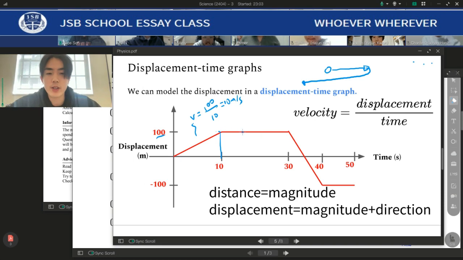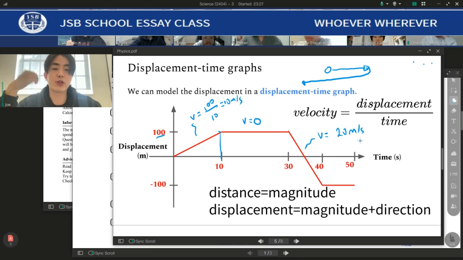Right. From here to here, we know it's stopped, okay? This is flat, so the velocity is 0. Let's look at from here to here. Charlie, what do you think the velocity is from this side? 20 meters per second. Good, 20 meters per second, good.